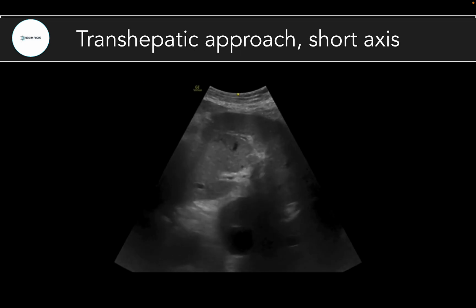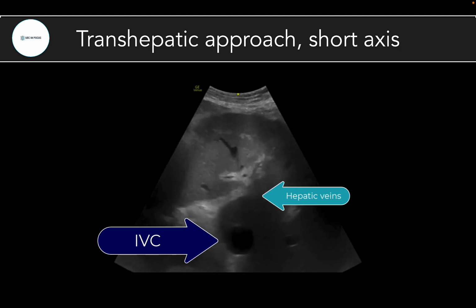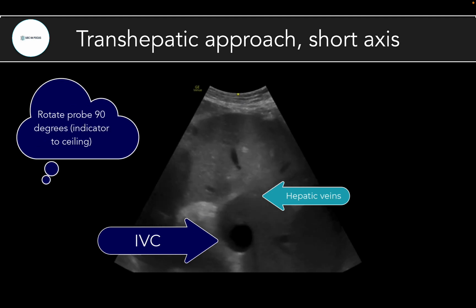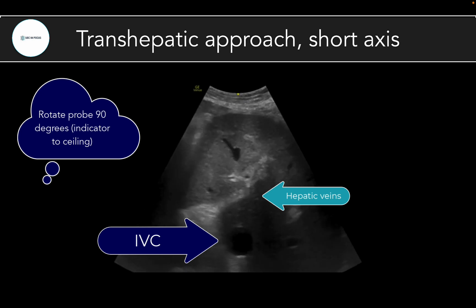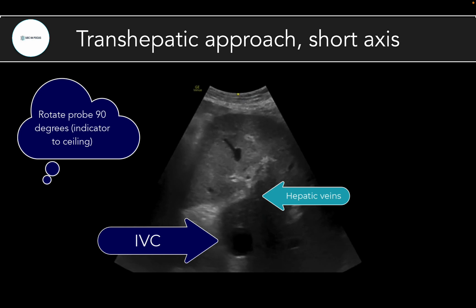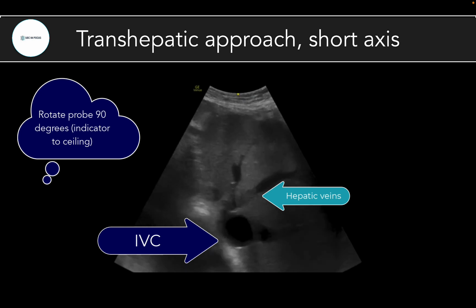So on that note, here is our short axis view. Once again, obtaining this view is relatively simple. From your long axis transhepatic view, you're simply going to rotate your probe 90 degrees so that your probe indicator is pointing up towards the ceiling. And you can then use fanning to assess the IVC over several centimeters, as we did before.